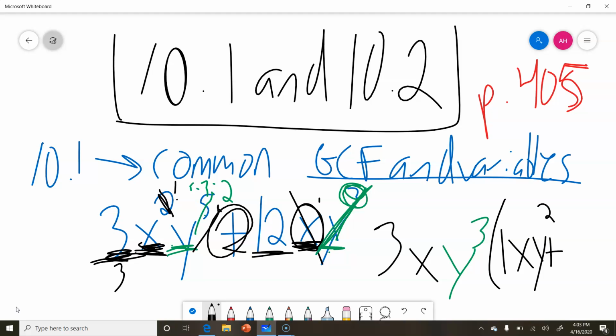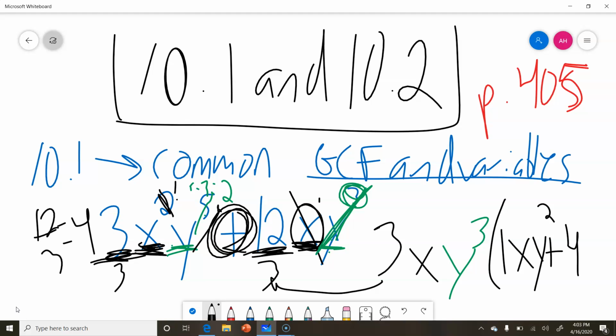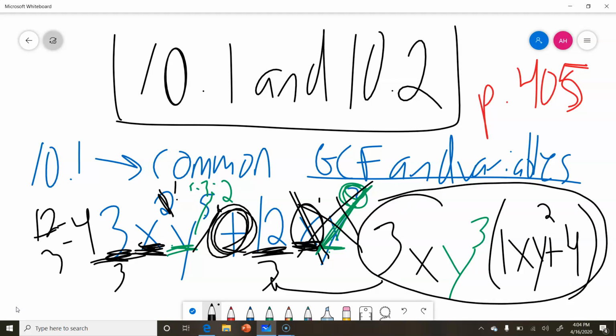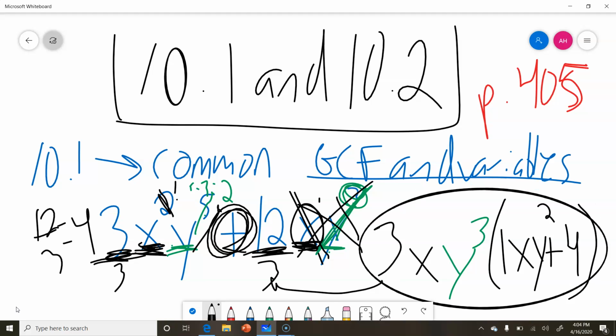That plus sign stays the same. Then I do 12 divided by the 3. This 3 is being divided out, and 12 divided by 3 is 4. And look what happened: the x and the y are both gone, so I just have plus 4. And that is my final answer: 3xy to the third, all of that times, in parentheses, xy squared plus 4.